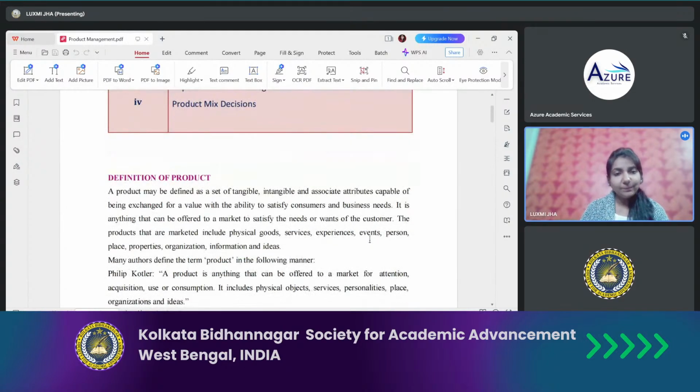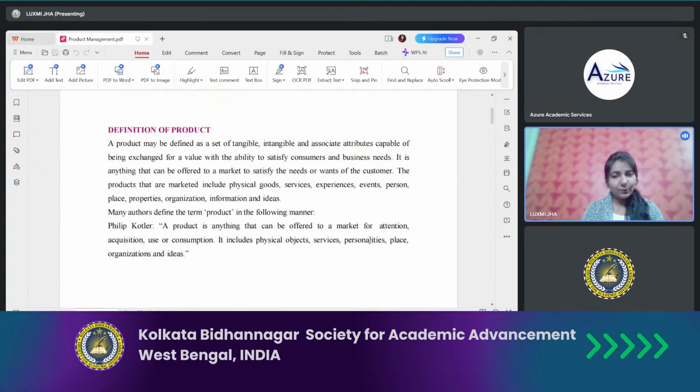So before we proceed with the elaboration on today's topic, we are going to talk about the basic thing: what is a product. A very crucial topic which comes over here is basically what is a product. When we talk about the product, it is basically defined as any tangible, intangible, or associated attributes which are capable of being exchanged for certain value and which have the capability of satisfying the consumer's or business's need. So we have to keep in mind two to three things.